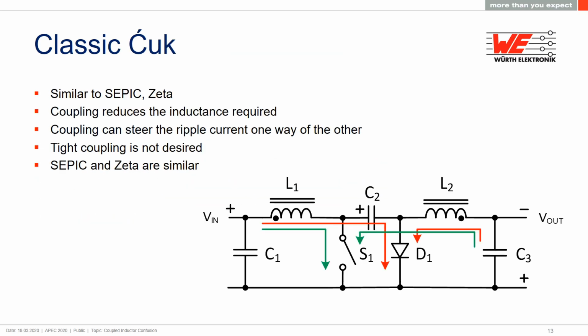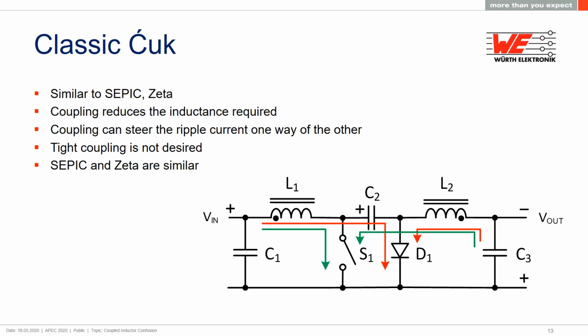In the classic Cuk converter, which is also similar to the SEPIC and the Zeta, you use the coupled inductor to reduce the inductance that's required, and you can steer the ripple current to the input or the output. It works like this. When the switch closes, currents in the green are flowing so that you are building up the magnetic field in L1.